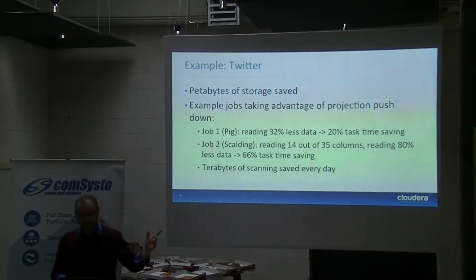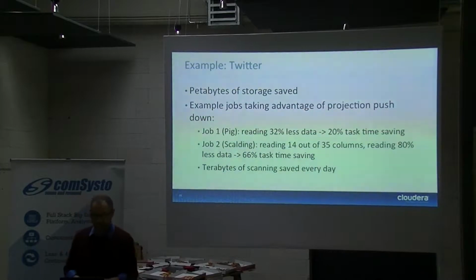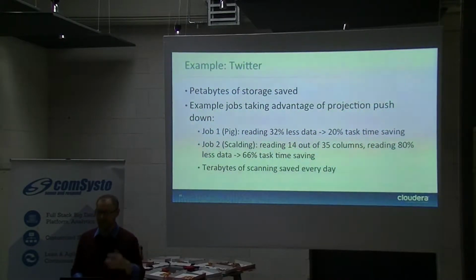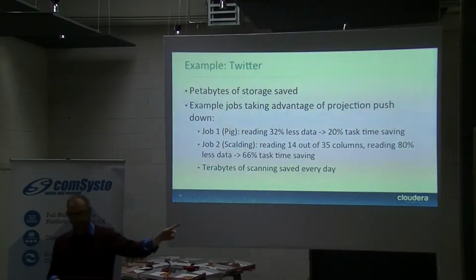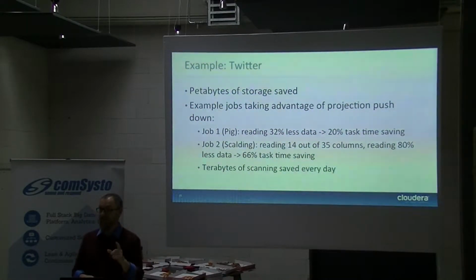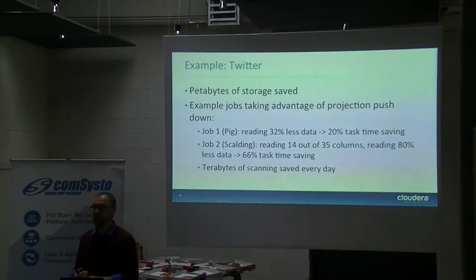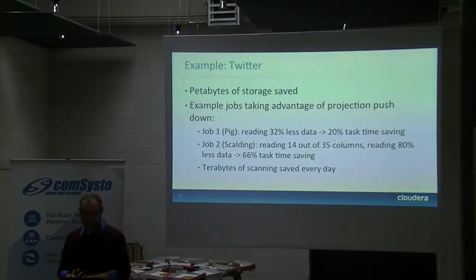And if you look at these jobs, they have a big job here, for example. They read 30% less data off disk, which equals 20% of task time saved. They have a Scalding job, which is the Cascading Scala one, where they read 14 out of 35 columns, which means they're reading 80% less data and saving 66% of job runtime. It's tremendous, just doing this. Again, as I said, this is just evolutionary. It's very nice and very good to get to this point.